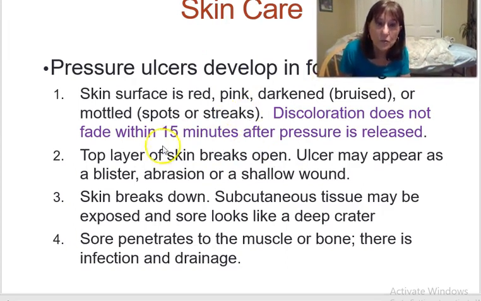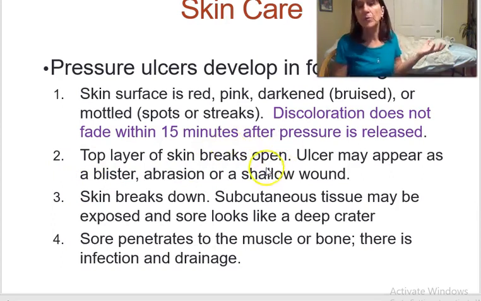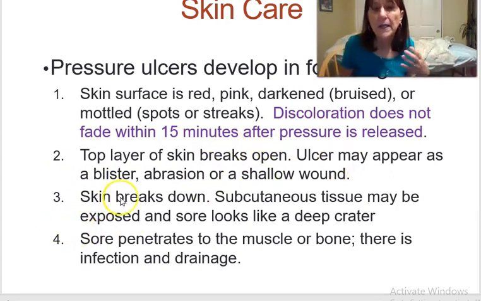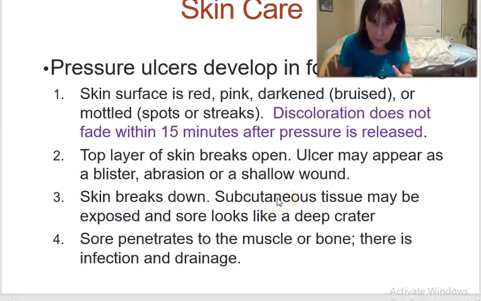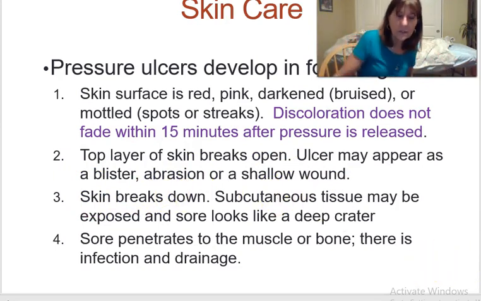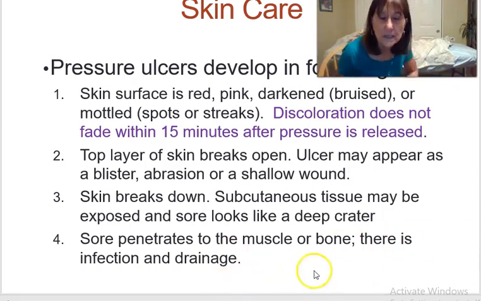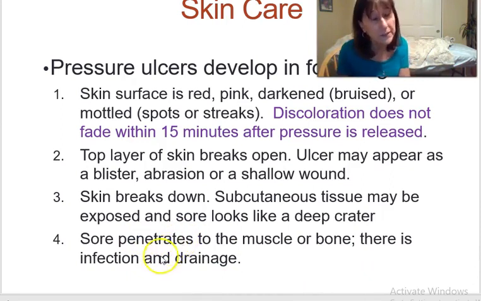stage 1 pressure sore. A stage 2 is when the skin actually breaks open. A stage 3 is the skin breaks down and you could see it's a little bit deeper and you're going to see exposed areas. And I have some pictures, and when it's a stage 4, it's all the way to the muscle or bone.